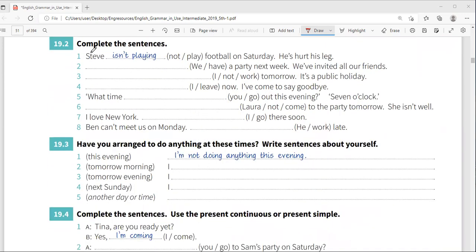So ours is this one. Complete the sentences. Steve isn't playing football on Saturday. He has hurt his leg.